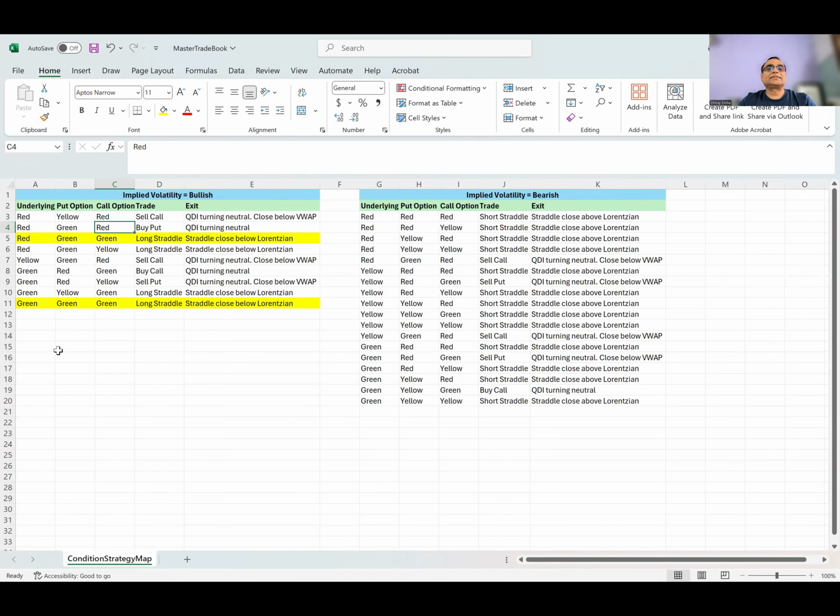In that case, I will not sell a call option. Rather, I will buy a put option. That is the time when I will buy a put option. Put option would be green. The QDI, which is the Quantiple Direction Index indicator, would be green at that point in time. I will exit when that QDI turns neutral after taking that trade. I hope this entire setup was useful.